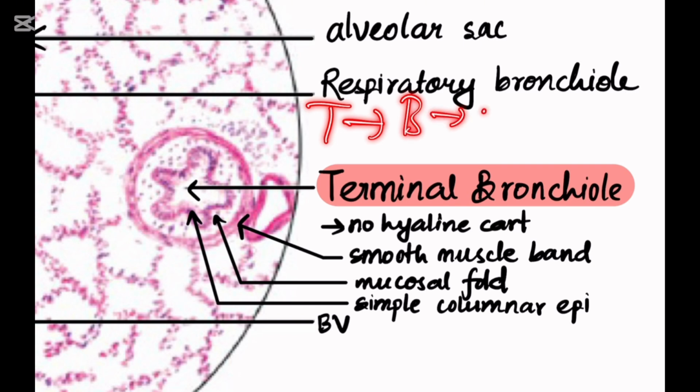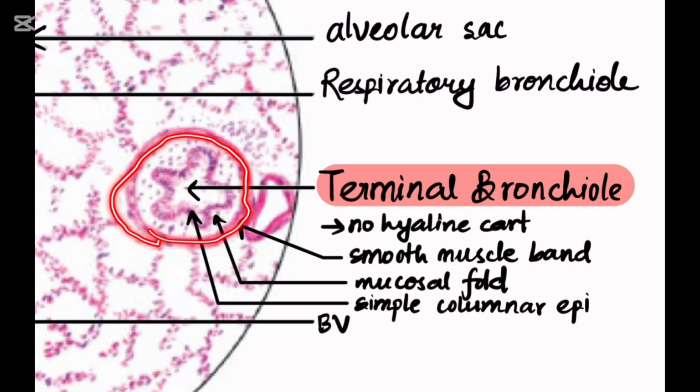Now we are entering into the world of bronchiole. So first you have your terminal bronchiole. Since it's a bronchiole, it does not have any hyaline cartilage. And the epithelium is also not respiratory epithelium. It is simple columnar epithelium. Due to the presence of circular muscular band, the formation of mucosal fold takes place.